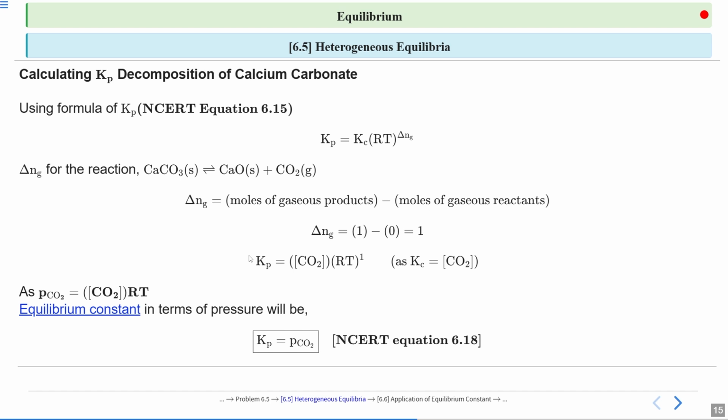So first we calculated the Kc, where we got the concentration of CO2 only, and in the Kp also we got the pressure of CO2 only. Why? Because of your solid species. Your solid species have no application of pressure. They are not applying pressure on its wall. And the same is true for the liquid as well.